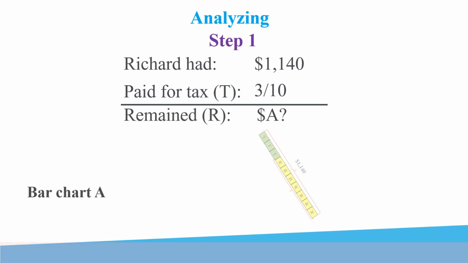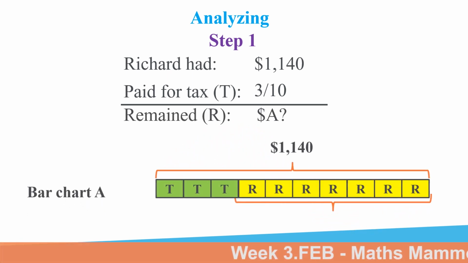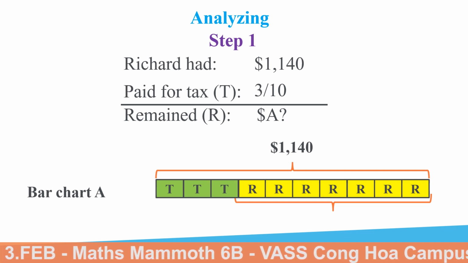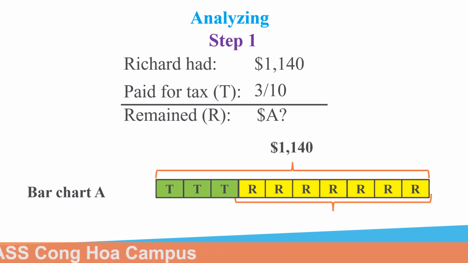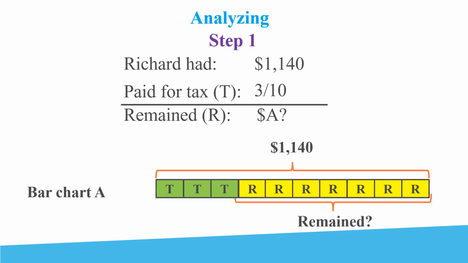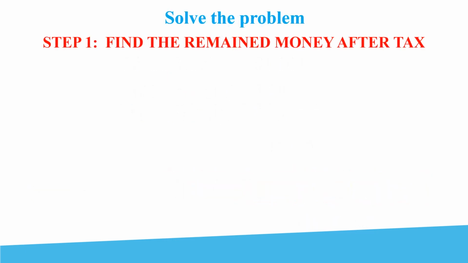Okay, we have a bar chart to help you. So, as you can see, there are 10 boxes here. 3 of them are with the letter T, which means taxes, and 7 of them are remaining. So 3 of these boxes are taxes, and only 7 of these boxes are the money that Richard has after the taxes. And let's see, how do we find how much money does he have after the taxes?